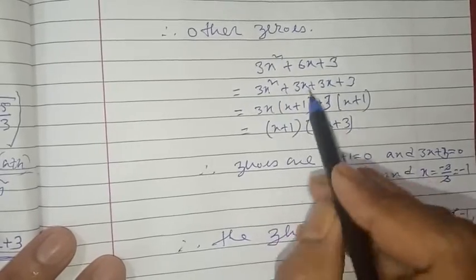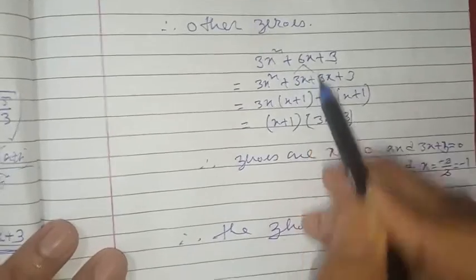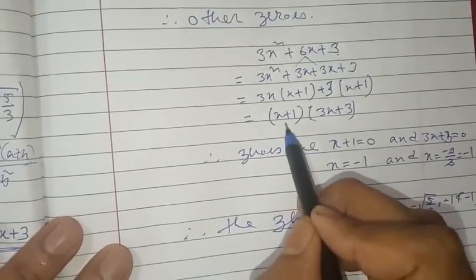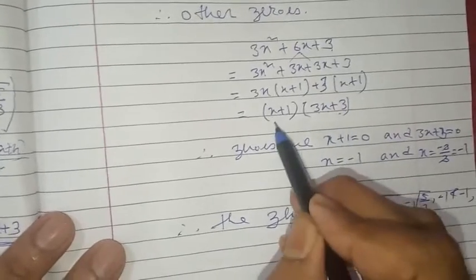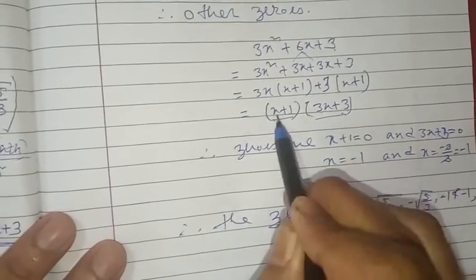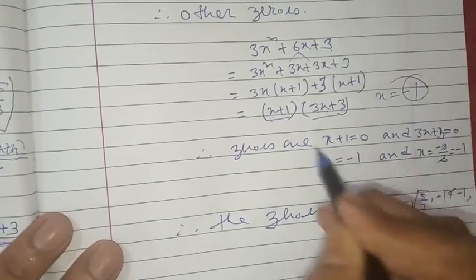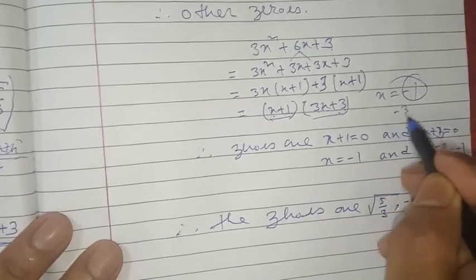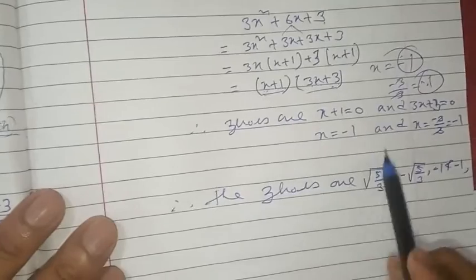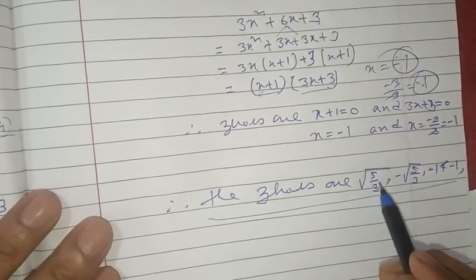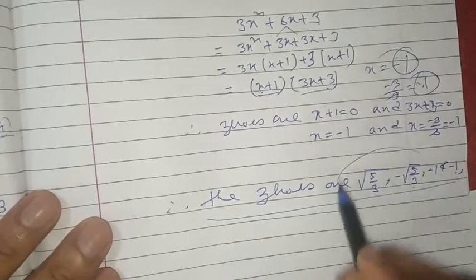When we factorize 3x square plus 6x plus 3, I have split the middle term and ended up getting two factors, x plus 1 and 3x plus 3. So these are two factors. From here only you can predict what the zeros are. x equal to minus 1, it will be x plus 1 that gives one zero, and this will be minus 3 upon 3, again minus 1. So these are the two zeros. I have written here that the zeros are under root 5 by 3, minus under root 5 by 3, minus 1 and minus 1. So how many zeros? 4.